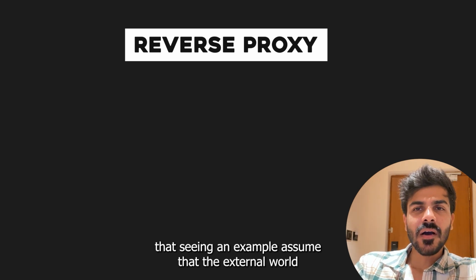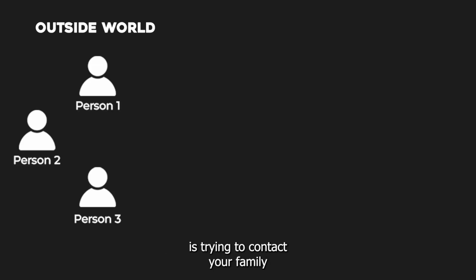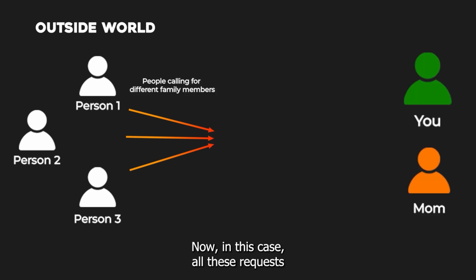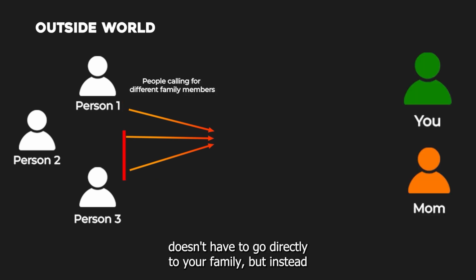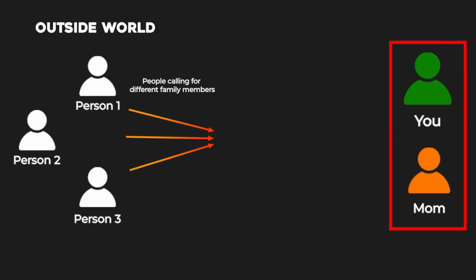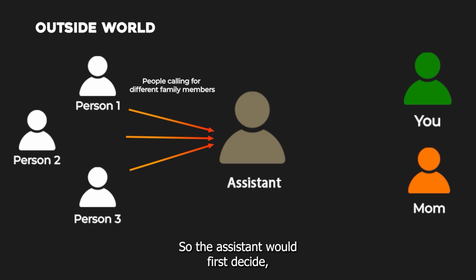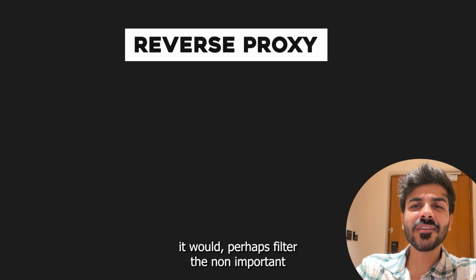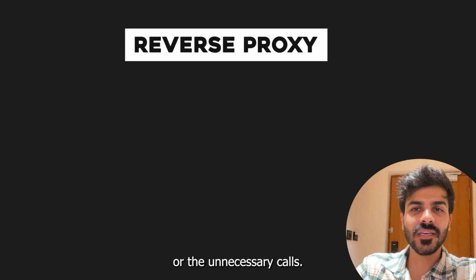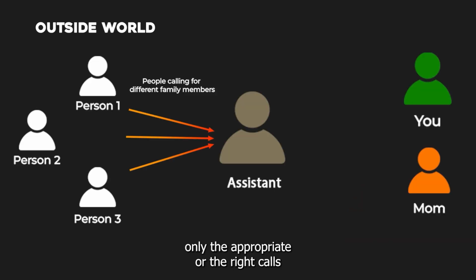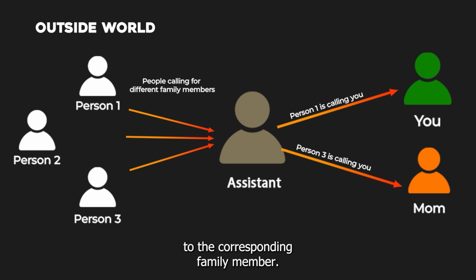Let's take an example. Assume that the external world is trying to contact your family. Now, in this case, all these requests don't have to go directly through your family, but instead they would go through your assistant. So the assistant would first decide which requests or which calls are important. It would perhaps filter the non-important or unnecessary calls. Eventually, it would forward only the appropriate or the right calls to the corresponding family member.